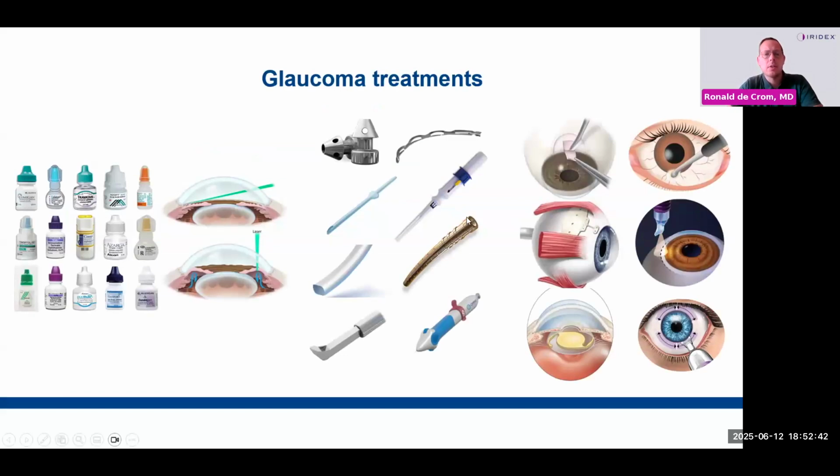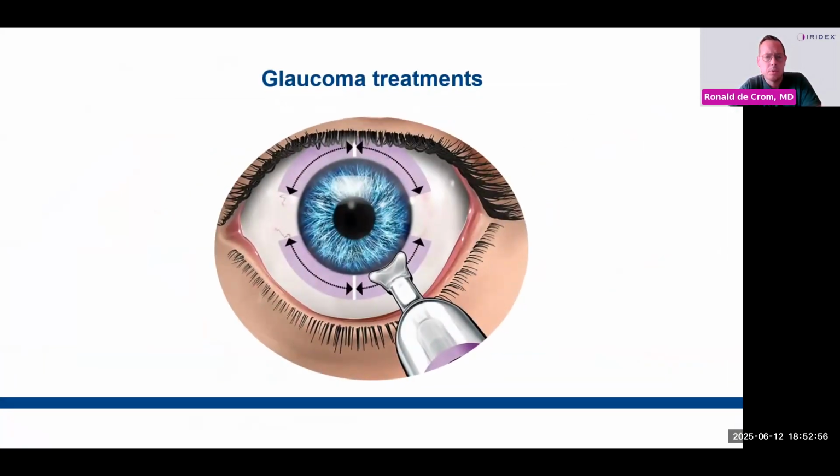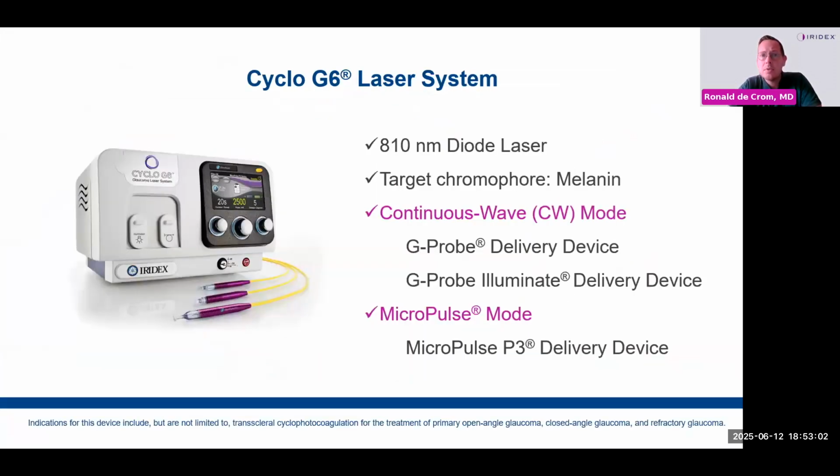Nowadays, if we look at all the different glaucoma treatments we can offer patients, there is a majority of treatments possible. And in this presentation, we are focusing on glaucoma treatments, especially the micropulse transscleral laser treatment. For the treatment, we can use the Cyclo G6 laser system. It's a system which uses an 810 nanometer diode laser, and you can perform two different types of cyclo procedures. You can produce a continuous wave mode procedure, and you can produce a micropulse mode.